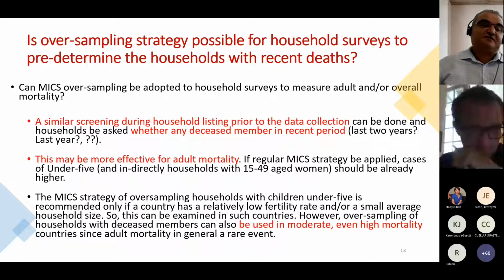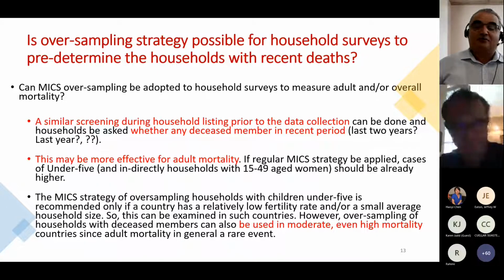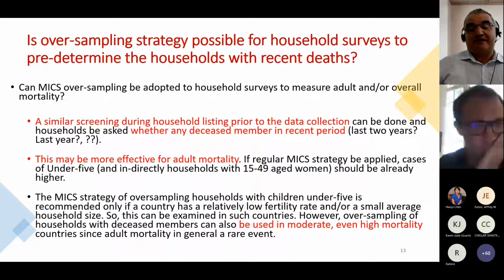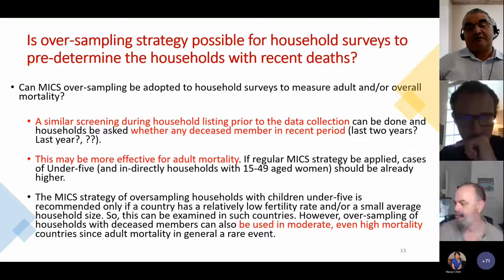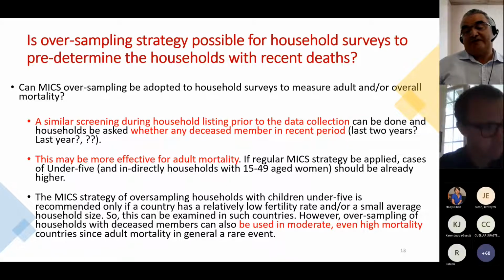So this is just an idea from me. This oversampling can be applied. And I believe that if the mixed oversampling strategy is applied, it already increases the number of children, which has a direct impact also on the mortality cases. But this can also be effective for adult mortality, maybe not only in low fertility countries, but even in moderate or even higher mortality.